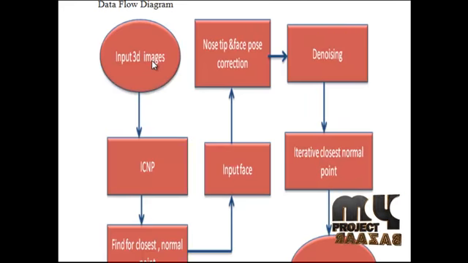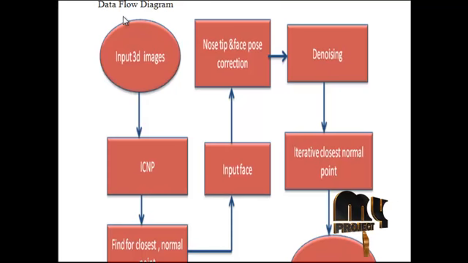This is the block diagram of our project. First we will load the input 3D images. The next step is to extract ICNP. ICNP is iterative closest normal point. Before that, the nose tip and face pose correction are performed.